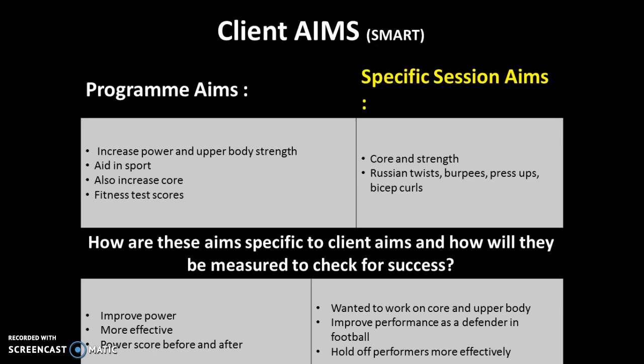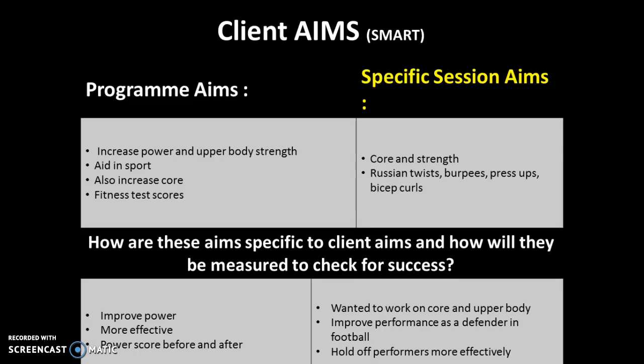Specific session aims. The session would aim to work on their core and strength through Russian twists, burpees, and sit-ups to increase the core, and by using press-ups, bicep curls and kettlebell swings to improve strength. The client wanted to improve their power so they can become a more effective defender in football, as it would allow them to kick the ball further, meaning that they can clear the ball from the goal more effectively.